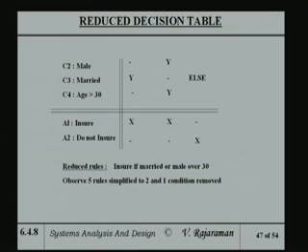Then we mapped it onto a decision table again, and this table we found has only 3 conditions and 2 rules. So the rules from 5 get reduced to: insure if married, or male over 30. The first rule says insure if married, and the second says insure if male and over 30. So essentially you can make it 2 rules.